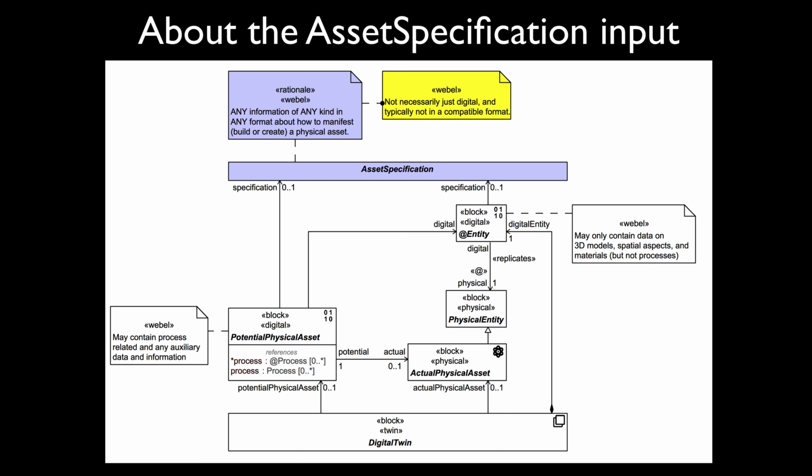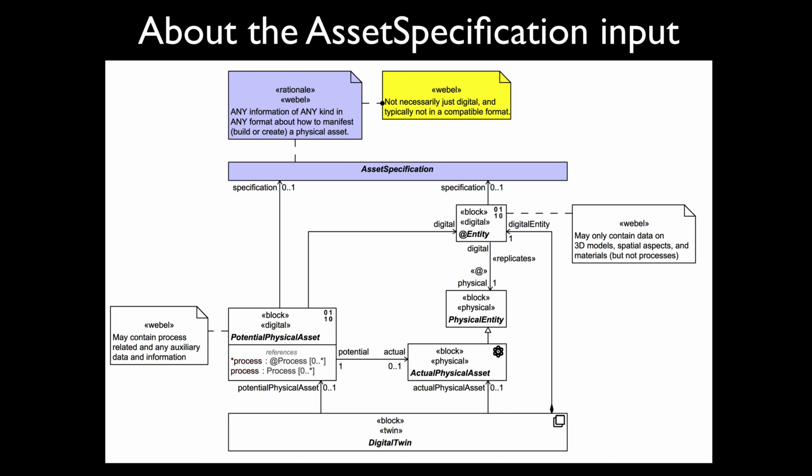For the creation case, we have an additional input, represented here by asset specification. It stands for any information of any kind in any format about how to build or create a physical asset. It's not necessarily just digital. It could be even descriptions on paper. And typically, it is not in a compatible format. So the information has to be translated into the internal format for the digital twin system.